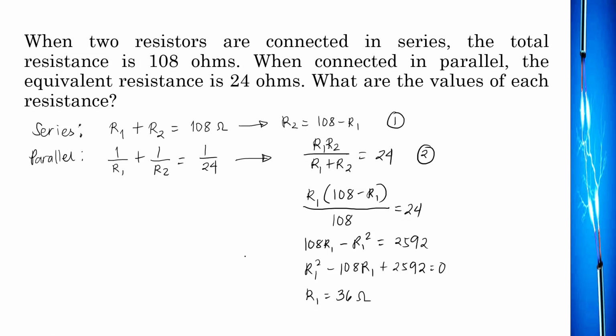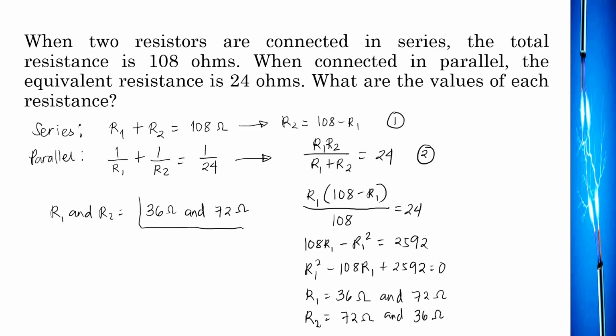Baka natin alam eh. 36 ohms and 72 ohms, which are both positive, no? So ngayon, pag kinuha mo naman yung R2, dahil 108 minus R1 yan, so yung 36 minus mo sa 108, so you can have 72. Tapos yung 72 naman, sa makuha mo ay 36. Therefore, ano ang ating dalawang resistances? So, R1 and R2 are 36 ohms and 72 ohms.